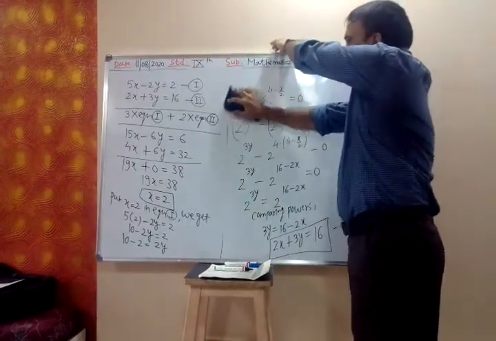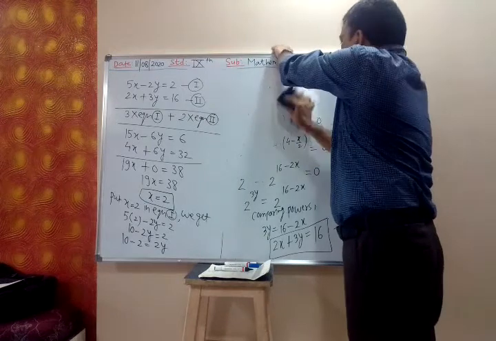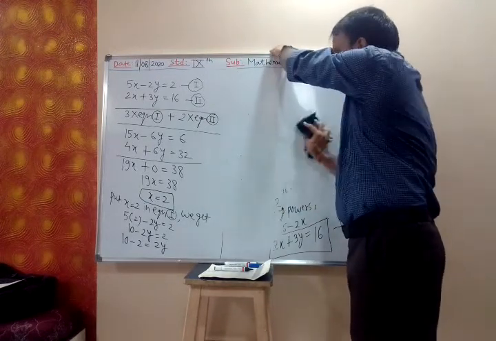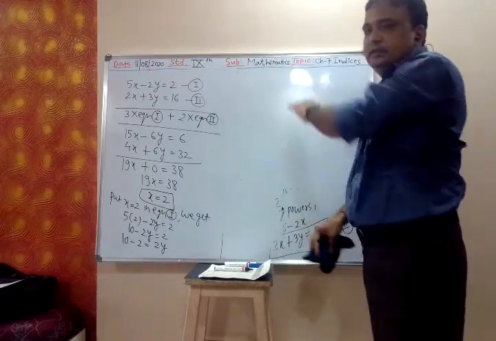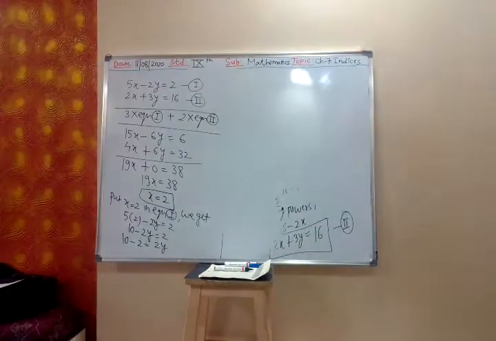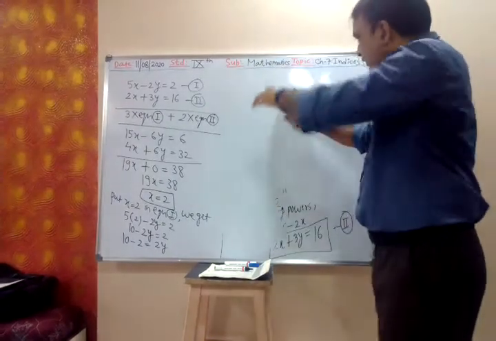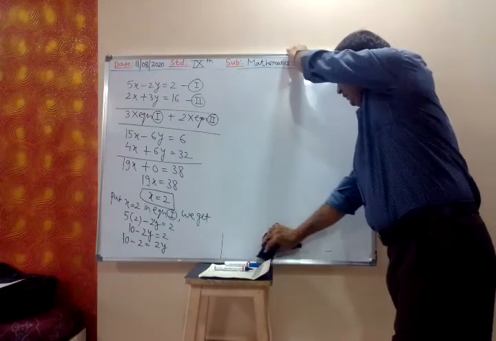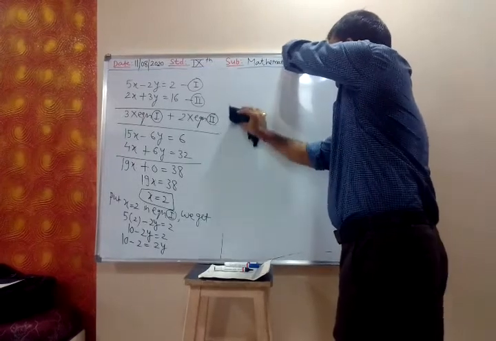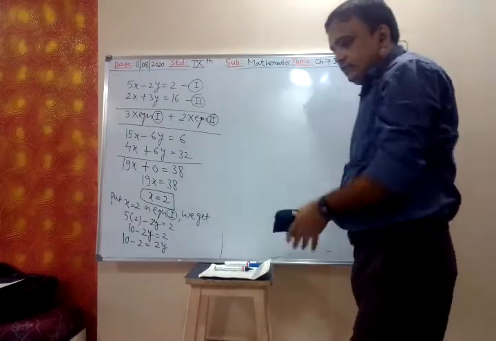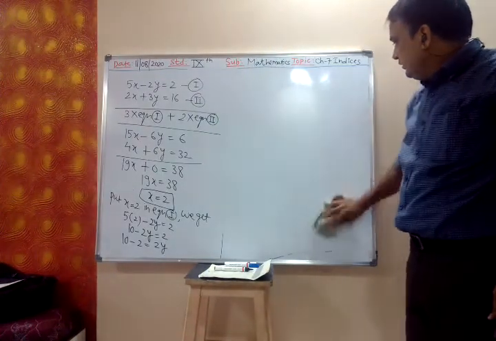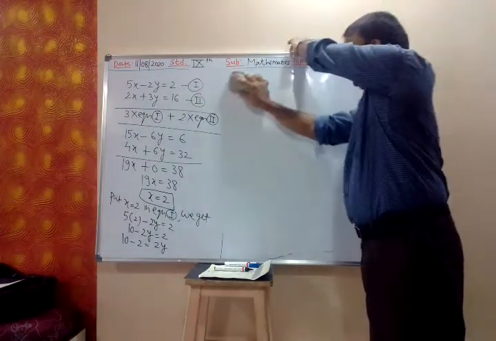So you will get 8 is equal to 2y. 10 minus 2 is 8. So 8 is equal to 2y.